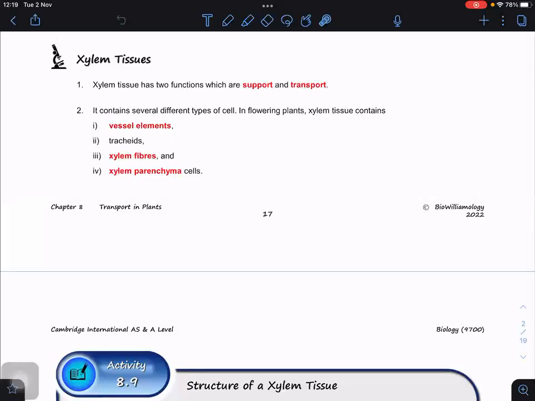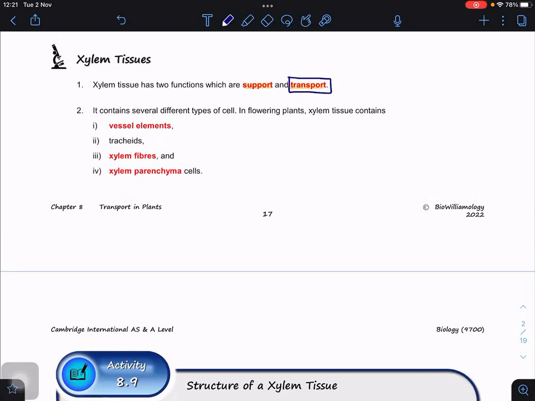So now we look at the xylem tissues. Xylem tissues basically have two functions. They serve as support and also transport. But for today, we're going to learn about transport, and how these xylem tissues are involved in the transport.